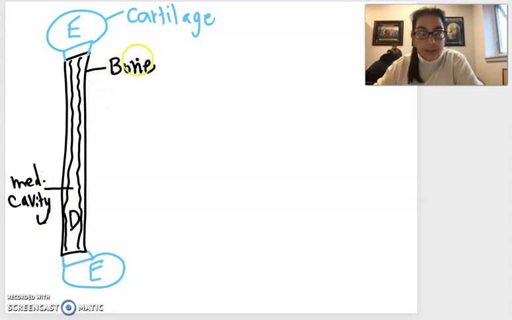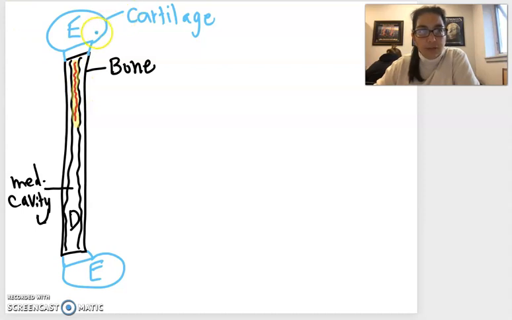All right. So in the medullary cavity, this is where you have bone marrow, and it has cells in it, a lot of stem cells and osteogenic cells, etc. So that's in there.